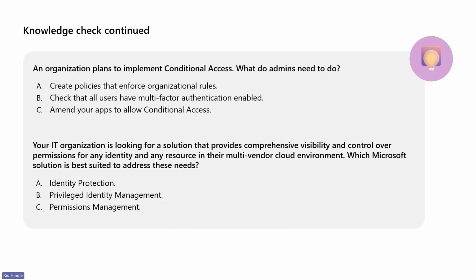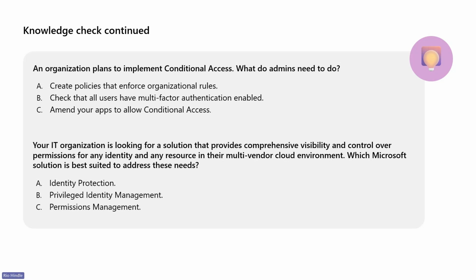Cool. One more set of questions. An organization plans to implement conditional access. What do admins need to do? And this is one of those typical Microsoft questions, right? Which could be anything. But what is the first thing you need to do? I think that's what you need to look at in that question. The answer to the question, I'm conscious of time, is create policies that enforce organizational rules. Before you do anything, you need to create the policy, right?